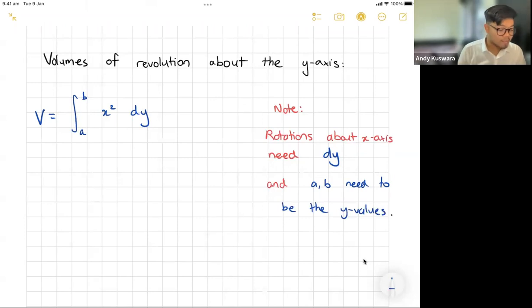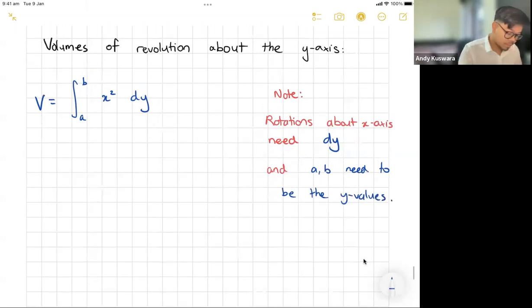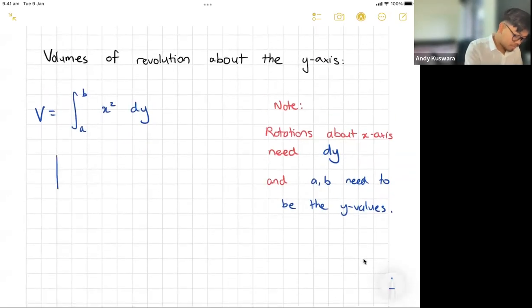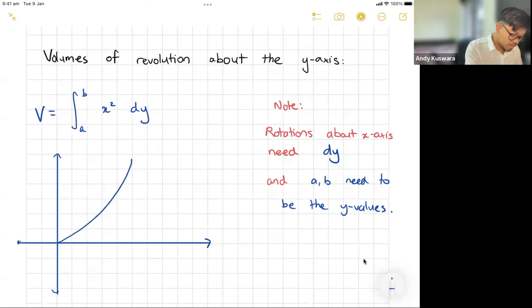So we need to be bounded by y values this time. What I mean by that is, if I was to draw another one, let's say, for example, I'm working with this. The difference now is I'm going to rotate around the y. So that means I'm going to rotate this way. So if I had, let's say, this time that's my A and my B. Now notice how this time my A's and my B's are my y axes, not my x axes. So that means it will end up rotating around this way.